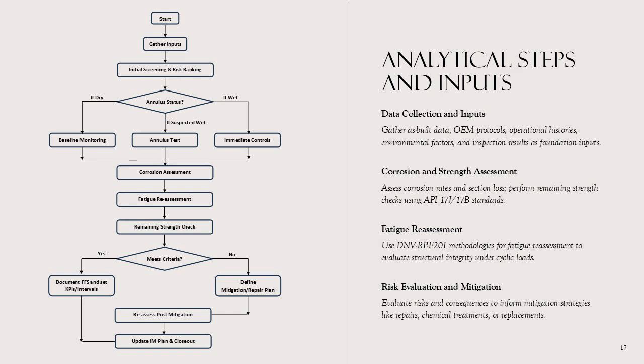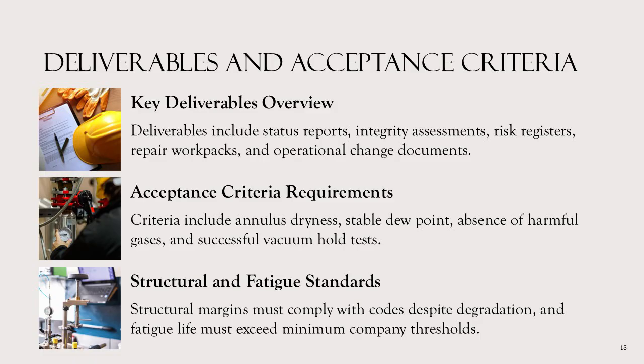Step 13 is to update the IM plan and closeout: update IM documents, inspection strategy, triggers, and issue a closeout report and handover. Key deliverables include an annulus flooding status report, wire armor integrity report detailing remaining tensile capacity and fatigue life, updated risk register and FFS statement, mitigation and repair work packs with OEM approvals, revised inspection and monitoring strategies, and management of change documentation for operational envelope adjustments.